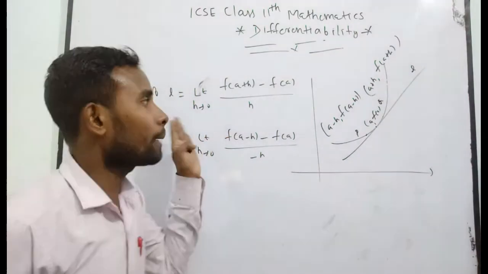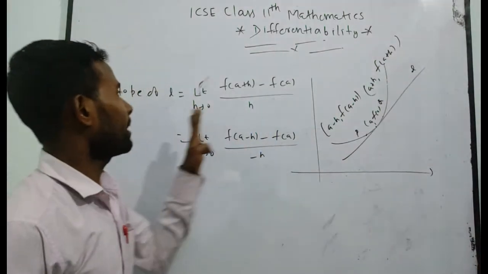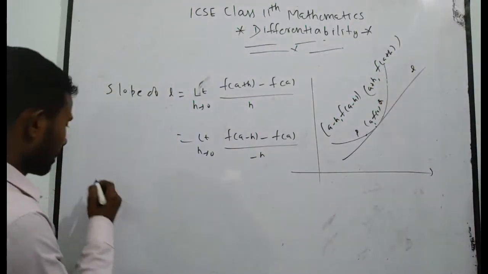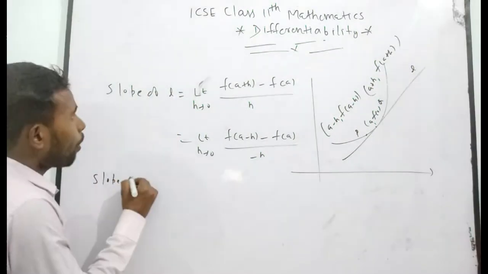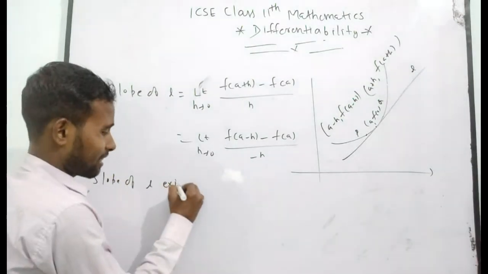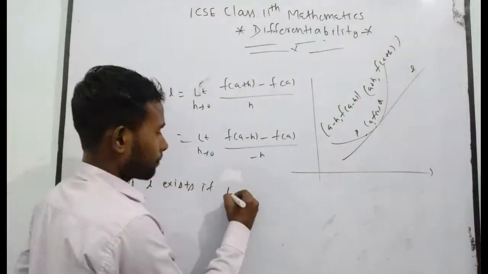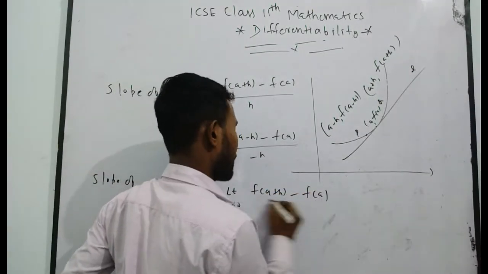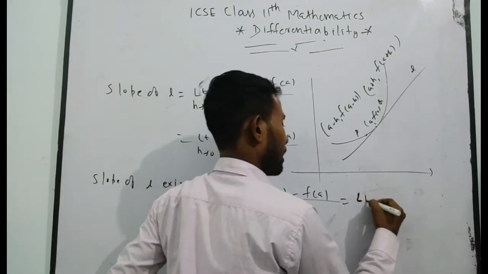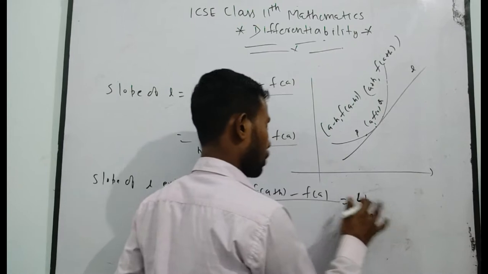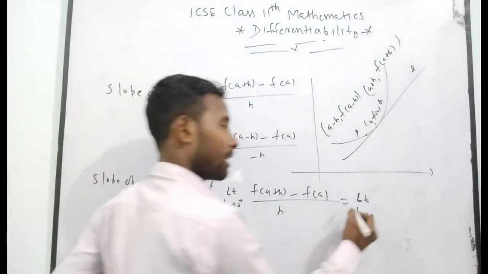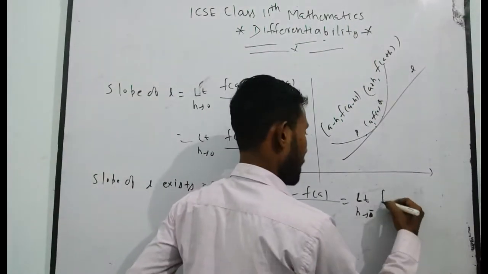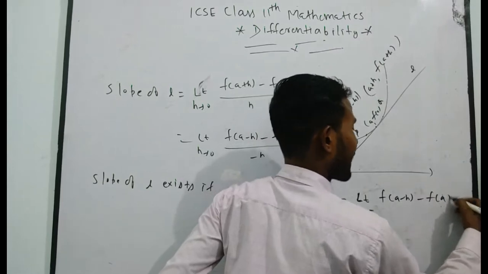Because if it is not unique, you cannot tell me the slope of L is equal to this or that. So the slope of L exists if the limit as h tends to 0 of f(a plus h) minus f(a) divided by h is equal to the limit as h tends to 0 from the left. You can take the right hand side and left hand side limits. The left hand side will be the limit of f(a minus h) minus f(a) divided by minus h.